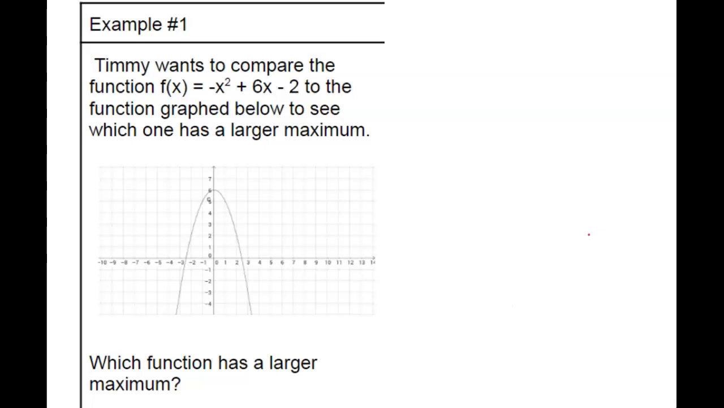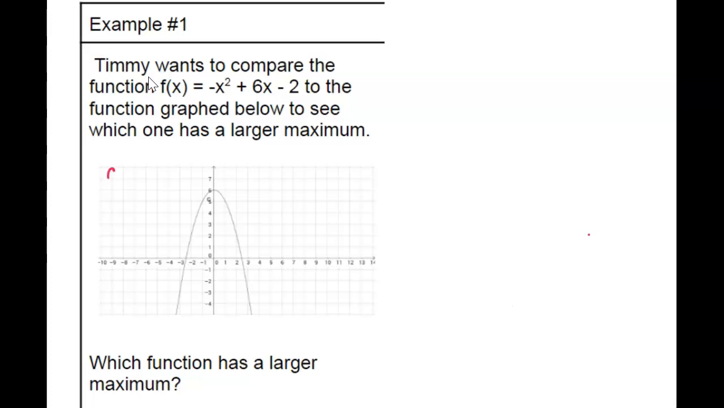Okay, so in section 4.4, you're just going to compare different features of two different quadratic functions. So it really depends on what they're asking, what you look for. So let's look at our example 1. It says Timmy wants to compare this function, which is negative x squared plus 6x minus 2, to the function graph below to see which one has a larger maximum.